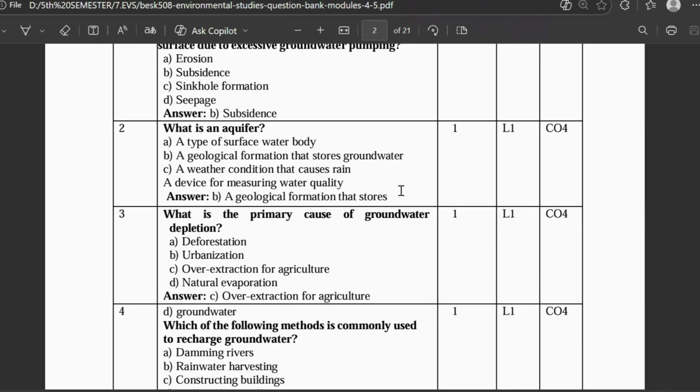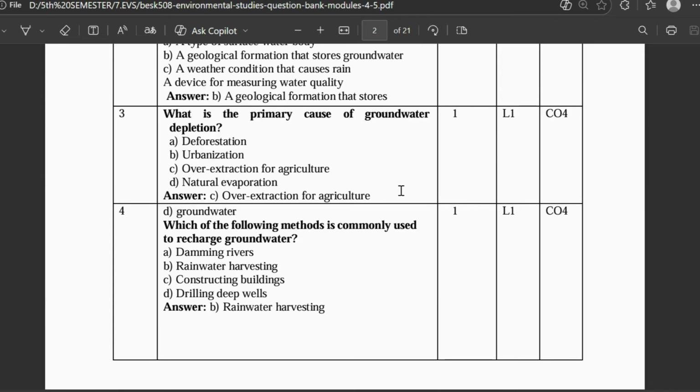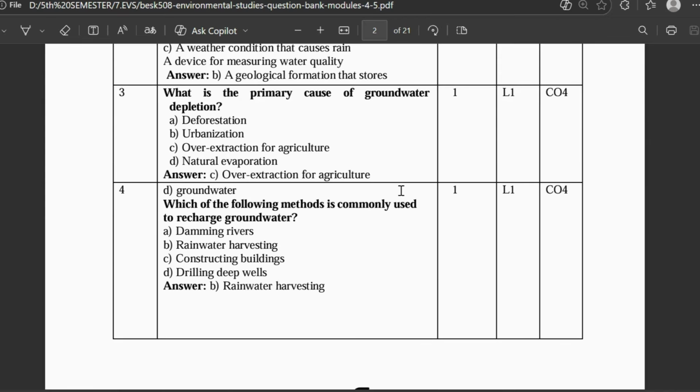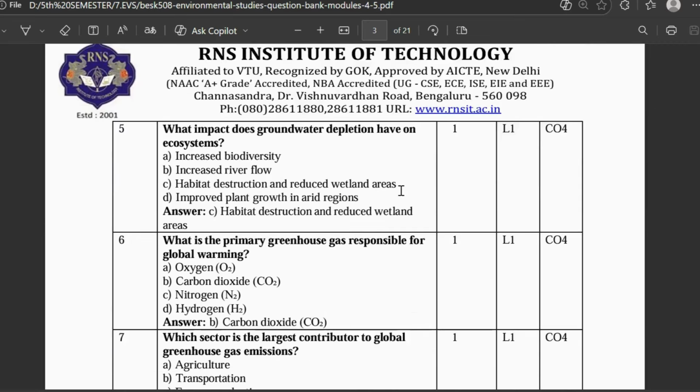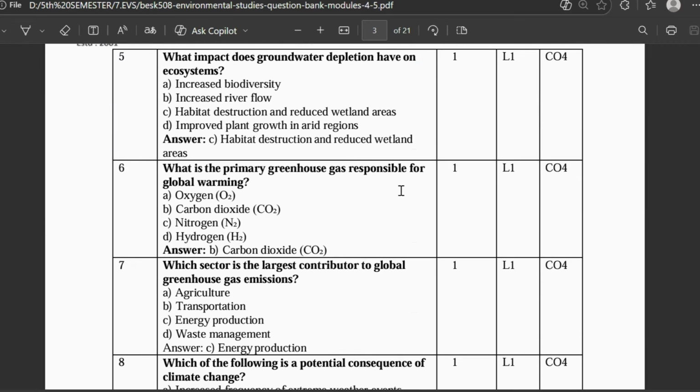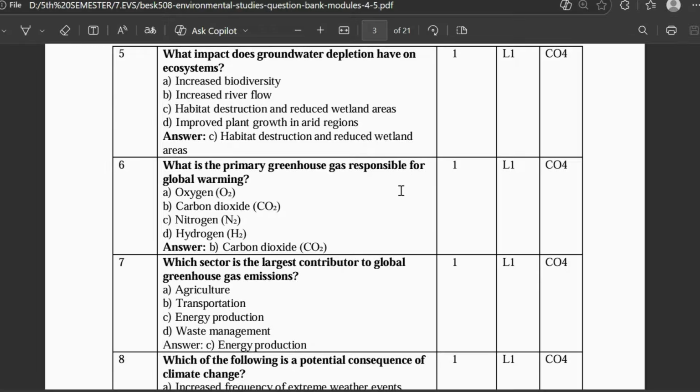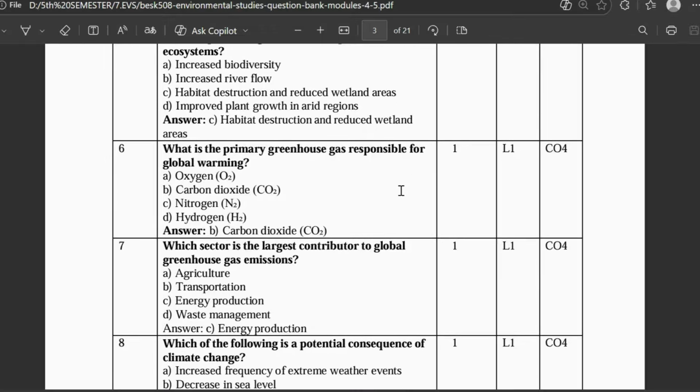What is the primary cause of groundwater depletion? Over-extraction for agriculture. Which of the following methods is commonly used to recharge the groundwater? Rainwater harvesting. Which impact does groundwater depletion have on ecosystems? Habitat destruction and reduced wetland areas. What is the primary greenhouse gas responsible for global warming? Carbon dioxide. Which sector is the largest contributor to global greenhouse gas emissions? Energy production.